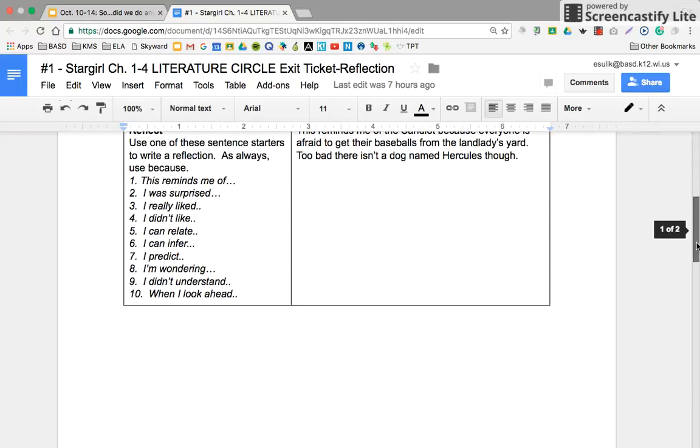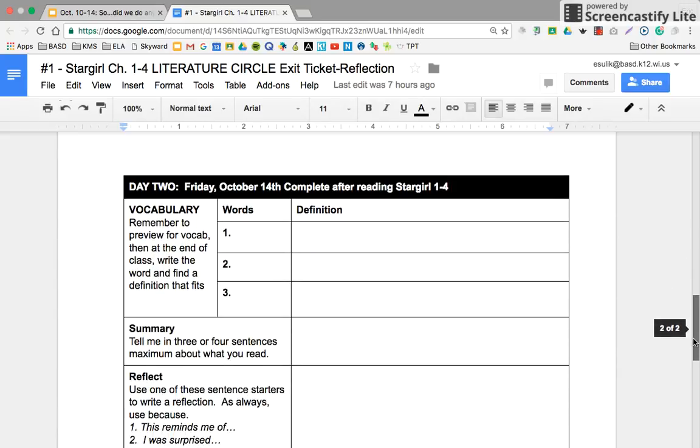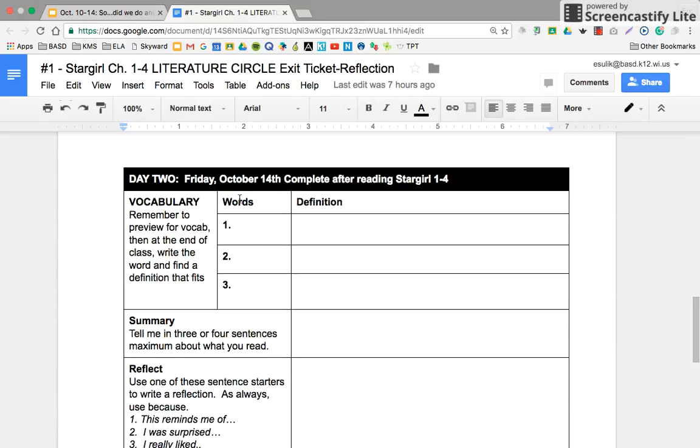So this is just the example where you actually do the assignment is down below. It says Friday, October 14th. It isn't due until Tuesday. However, those of you that would like to work ahead are certainly welcome to. You will have class time to work on this on Monday.